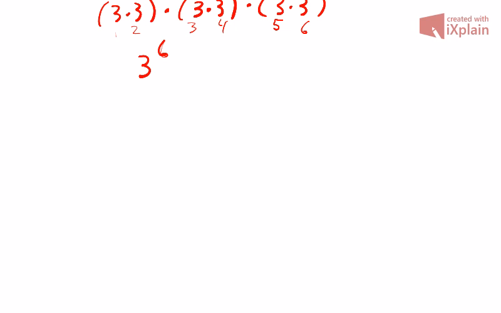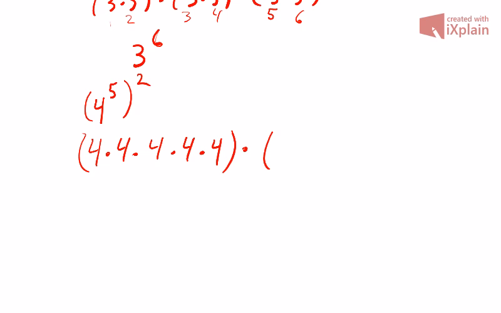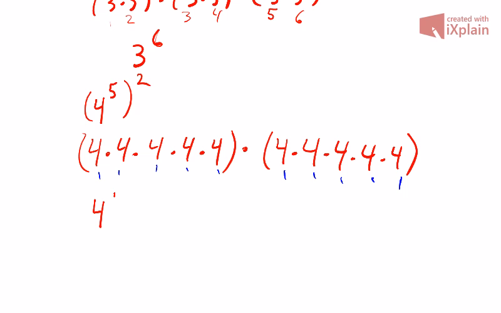Let's try another one, see if we can find a pattern. So I'm going to try 4 to the 5th, squared. We're going to try to find our pattern here. So 4 to the 5th is 4 times 4 times 4 times 4 times 4. That's a lot of 4s. I'm going to square it, which means to multiply it by itself. 4 times 4 times 4 times 4 times 4. If I count these out, I end up with 1, 2, 3, 4, 5, 6, 7, 8, 9, 10 4s. So this is the same as saying 4 to the power of 10.